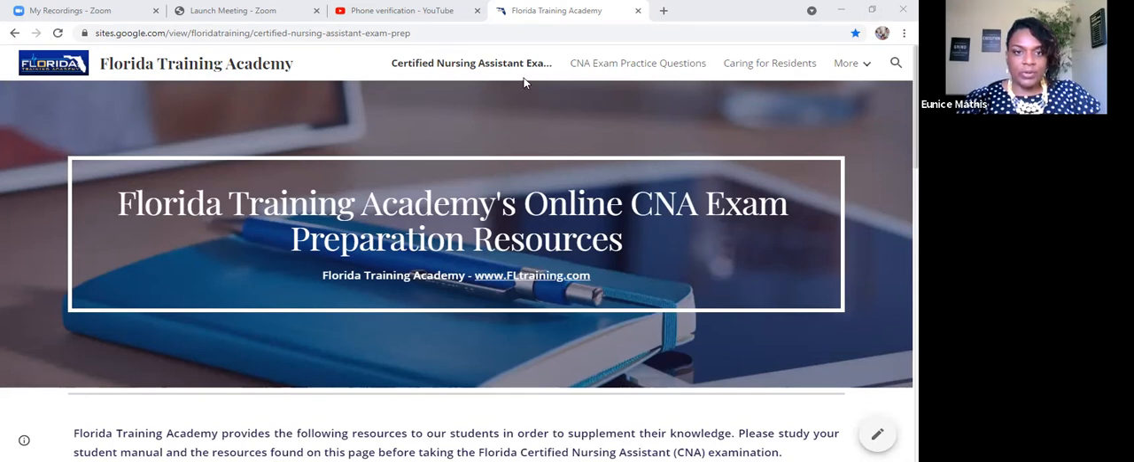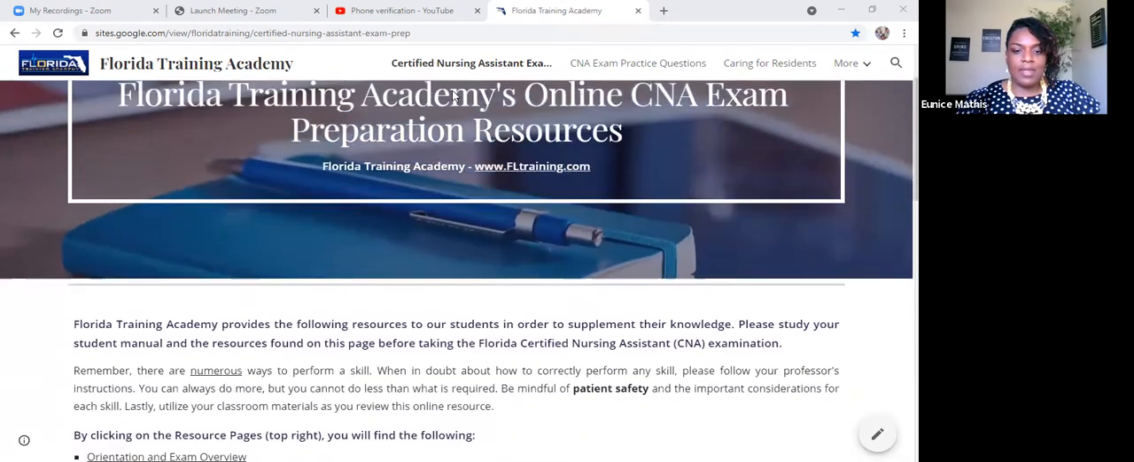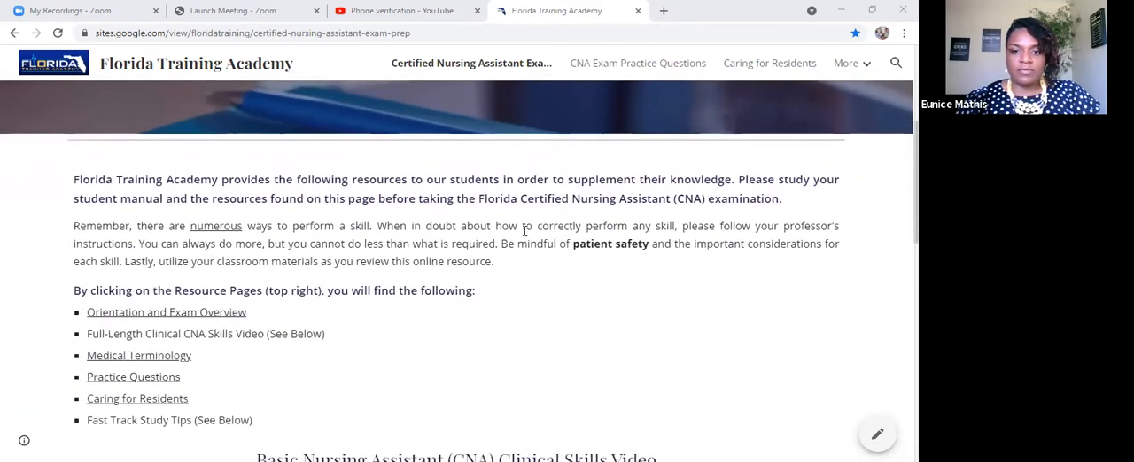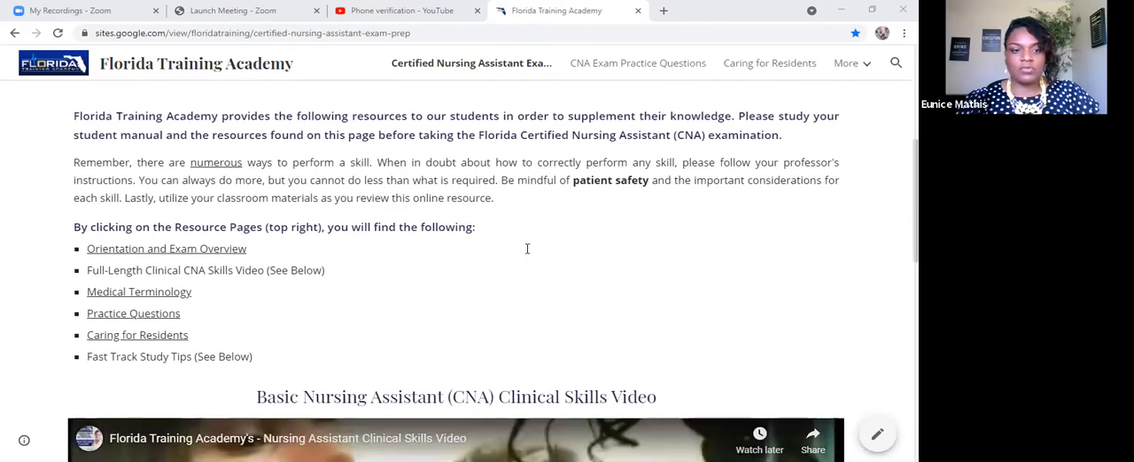The first page, or the main tab, is the Certified Nursing Assistant Exam Prep tab. And when you scroll down, there's going to be some information reminding you to be mindful of patient safety as you're performing your skills, but it also lets you know what information can be found on your resource page. And as we progress throughout this year, I'll be adding more information. So just keep checking back. Even once you are licensed as a CNA, this may be a good resource for you.